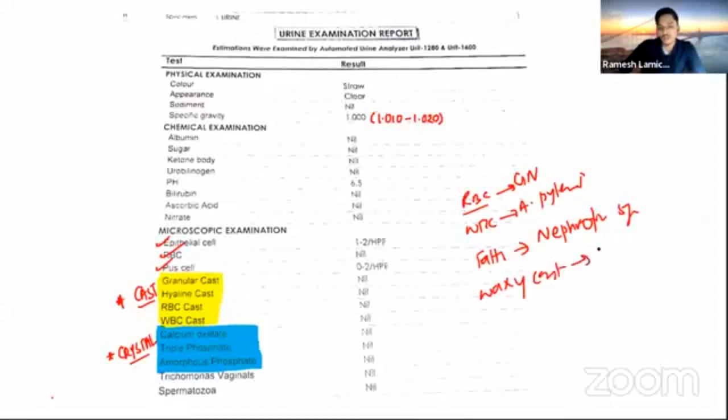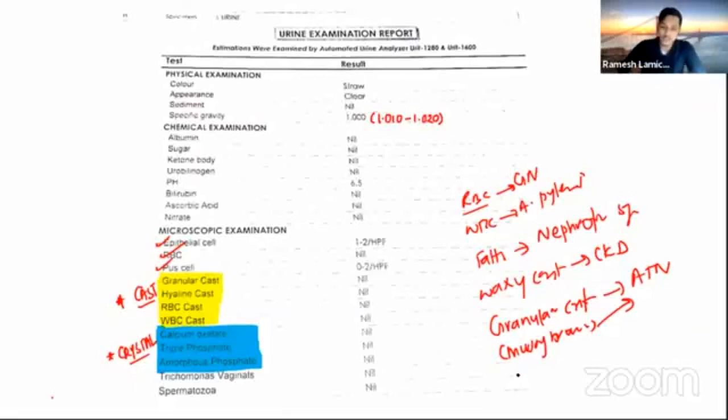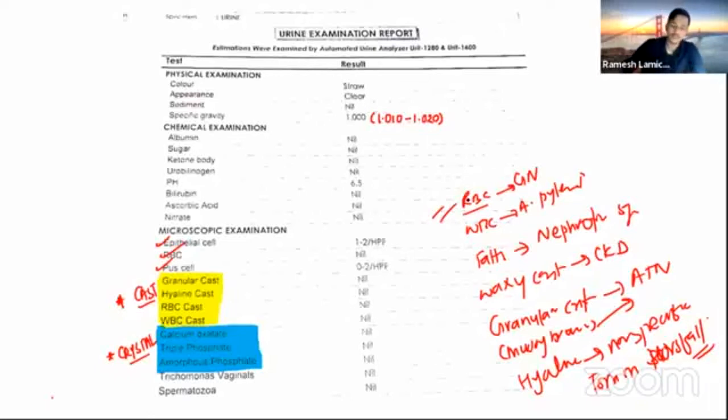Waxy cast can be found in chronic kidney disease. Another important one, granular cast. It is present in acute tubular necrosis. Muddy brown cast, also called granular cast, is present in acute tubular necrosis. And another one is the hyaline cast. Hyaline cast is just non-specific. It is formed by Tamm-Horsfall protein, which is a protein secreted from the tubules. So these are the different casts you can find in urine routine microscopic examination with the diagnosis.